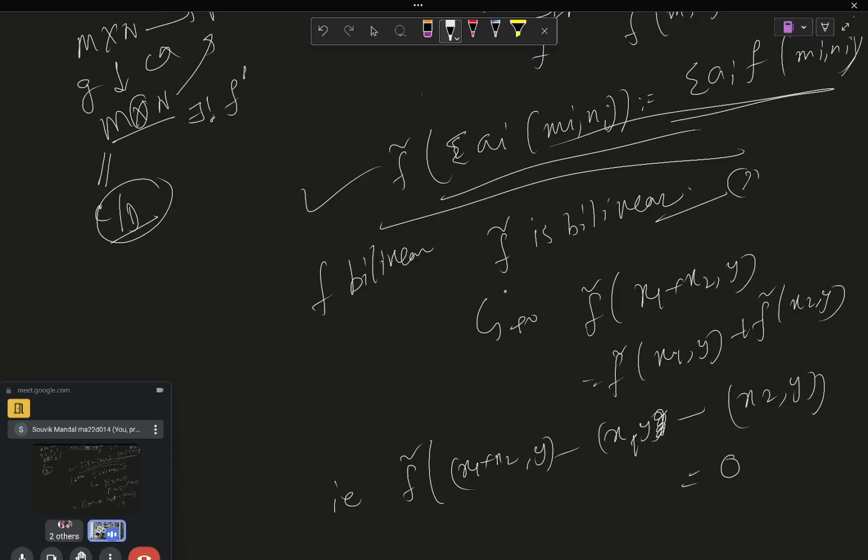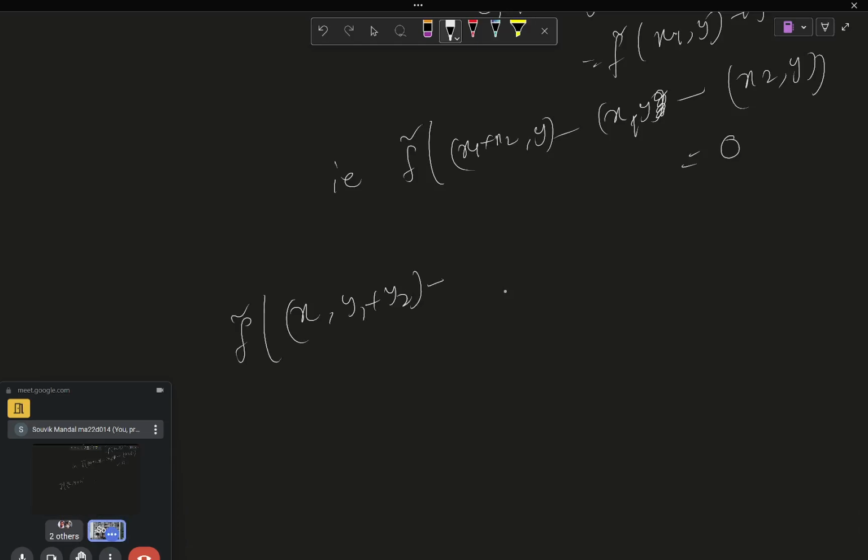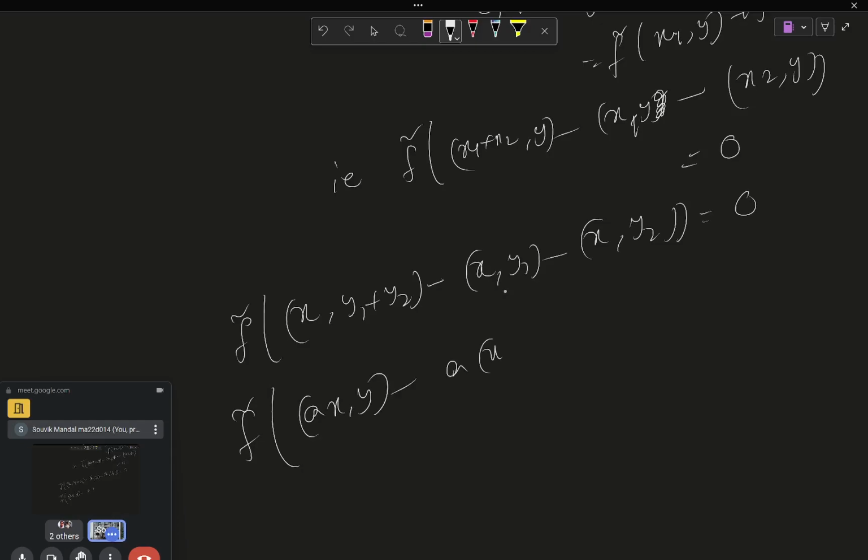Everything is from bilinearity, right? Similarly, f tilde of (x, y1 plus y2) minus (x, y1) minus (x, y2) is equal to 0. Similarly, f tilde of (ax, y) minus a(x, y) is equal to 0, and f tilde of (x, ay) minus a(x, y) is equal to 0. These things are all 0, right?